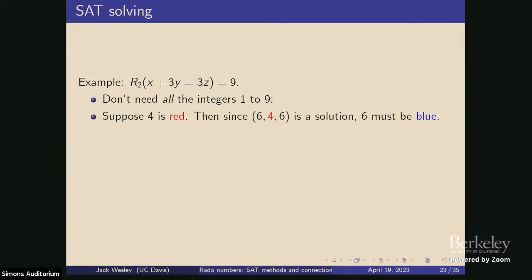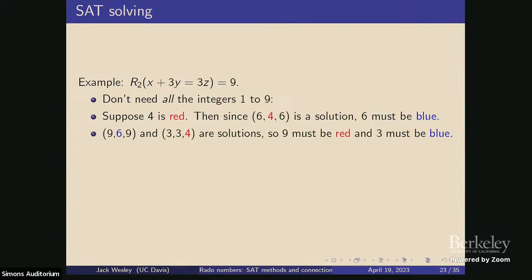So here's how you could prove that the upper bound here is 9. Without loss of generality, we can say 4 is red. Then we have this solution 6, 4, 6, says 6 must be blue. And then if you keep going, okay, we have 9, 6, 9 and 3, 3, 4, which force 9 and 3 to be red and blue. But then you're stuck, of course, at 7.